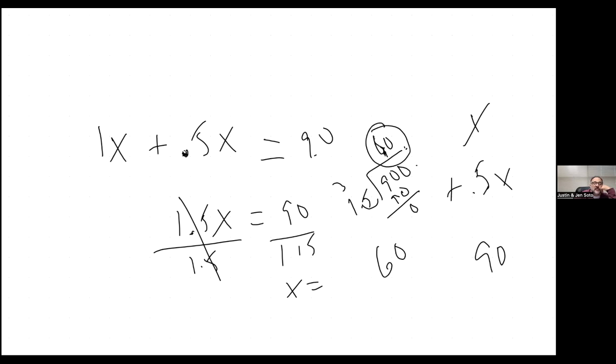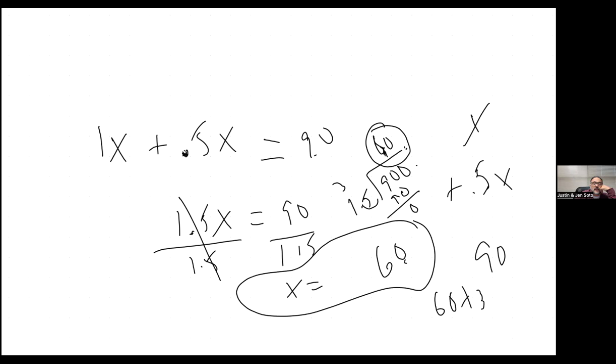X equals 60. 60 plus 30 equals 90. The two angles are this angle, and the other angle is half its size. Half of 60 is 30. 60 plus 30 is 90. 90 equals 90. There's your check. After seeing me do it, on the count of 3, thumbs up if you get it. Thumbs down if you're still a little confused. On the count of 3, 1, 2, 3, go.